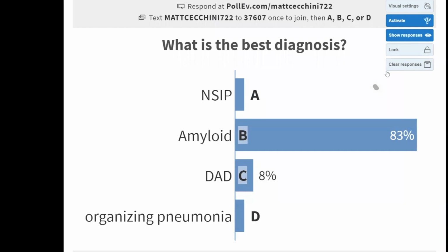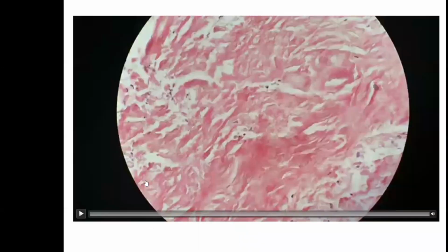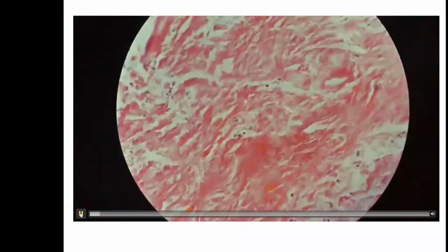Perfect. Let's see what everyone thinks. Great. So that is in fact the answer. This is a case of amyloidosis. Great job. We did a Congo red histochemical stain because with digital slides they can't polarize, so I just took a video of it.